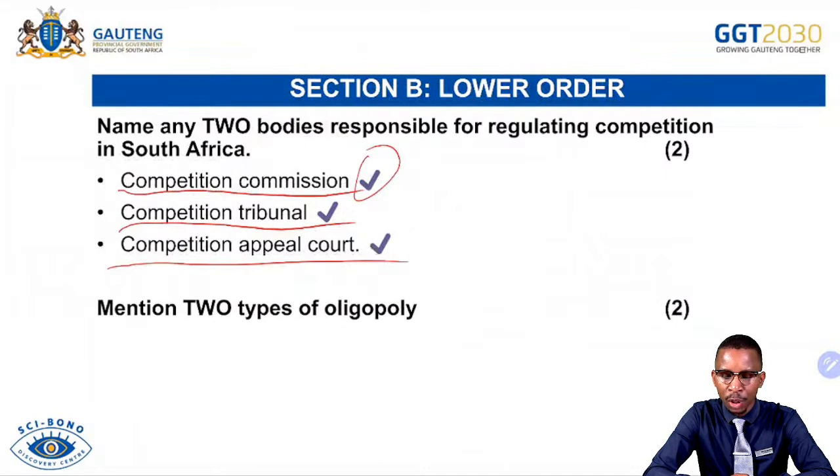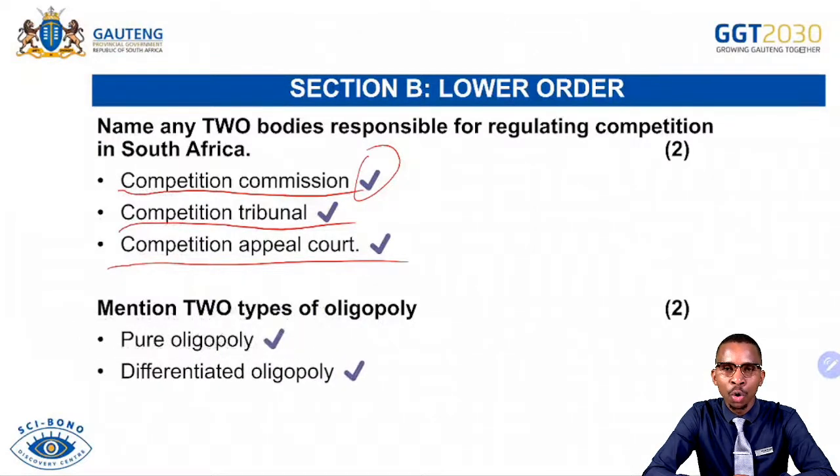Mention two types of oligopoly. Remember, in there were pure oligopoly and differentiated oligopoly. Pure oligopoly is an oligopoly that produces homogeneous product. Differentiated oligopoly is the one that produces differentiated product.